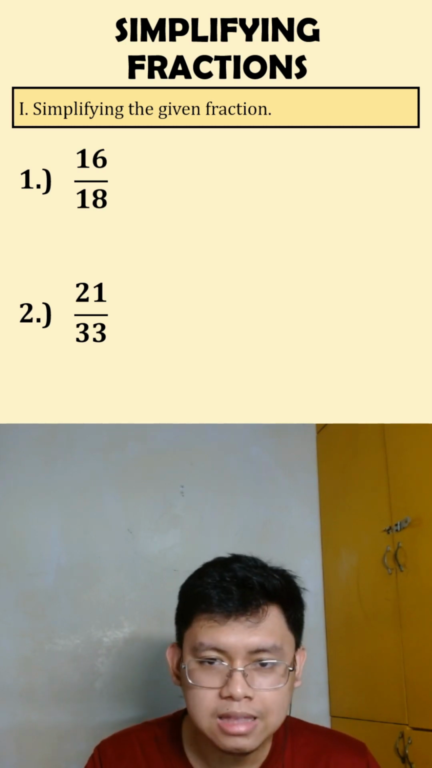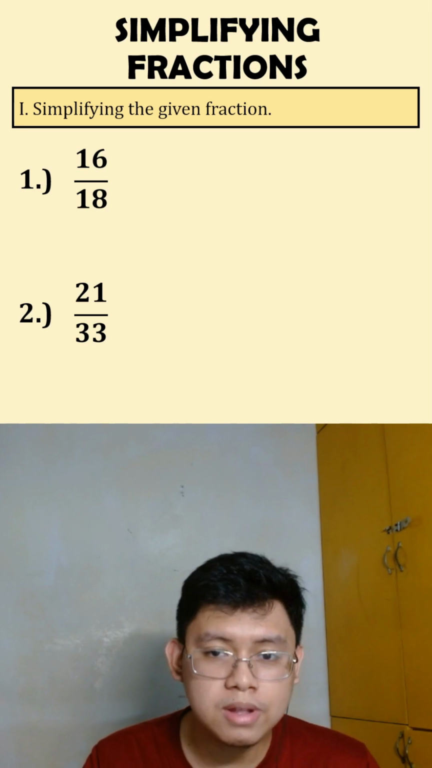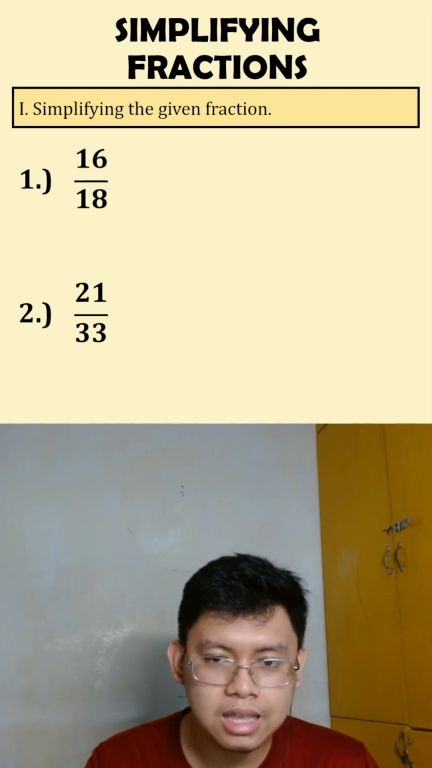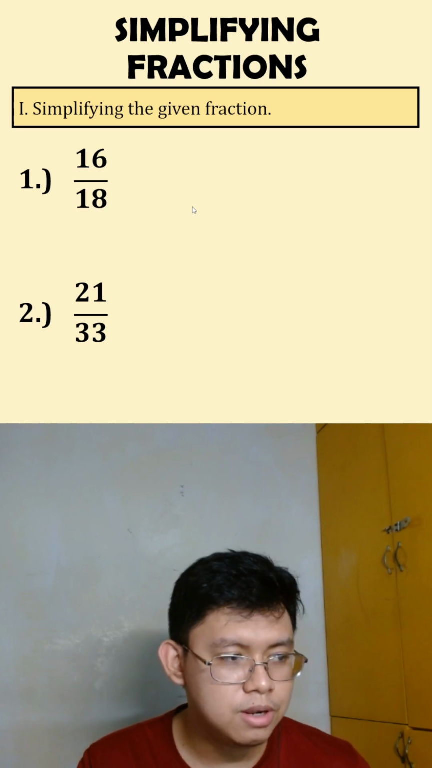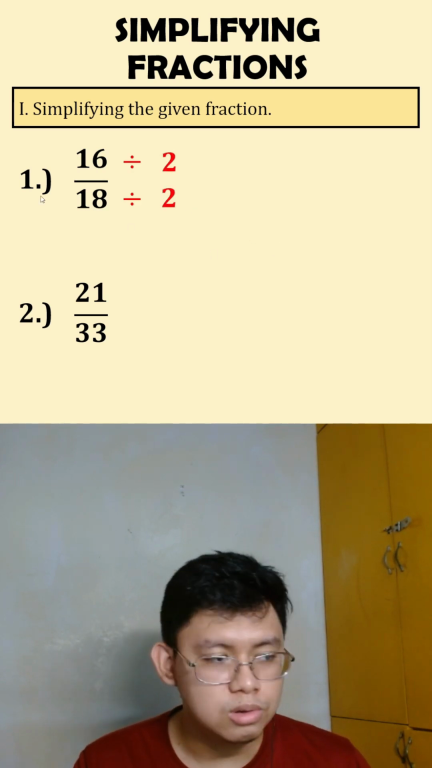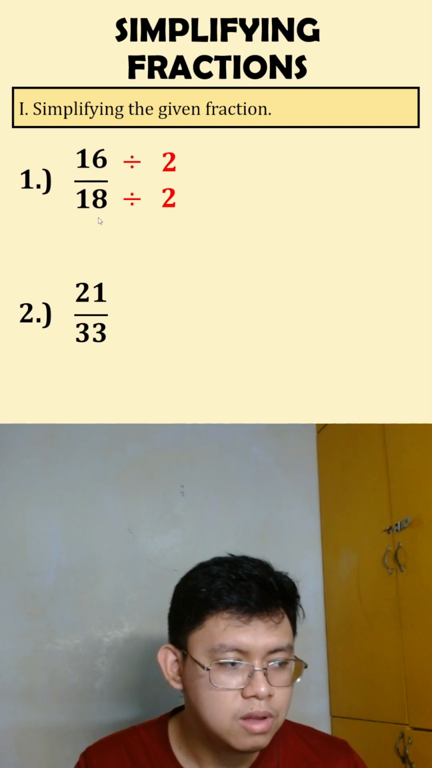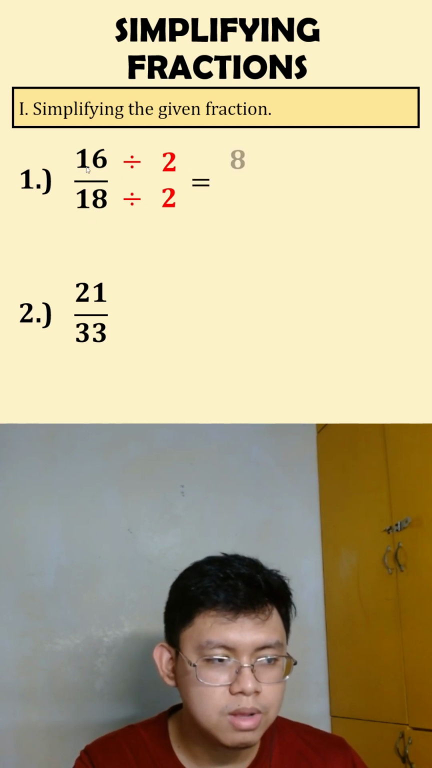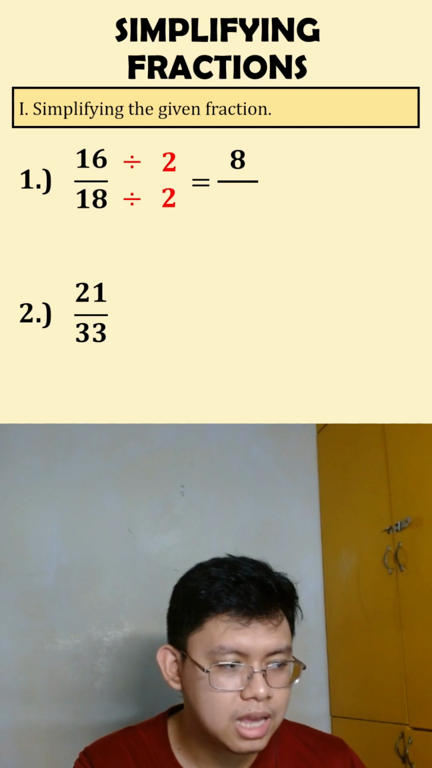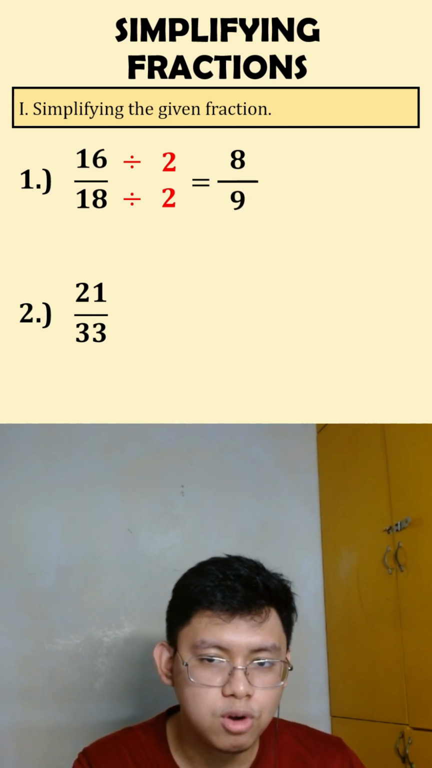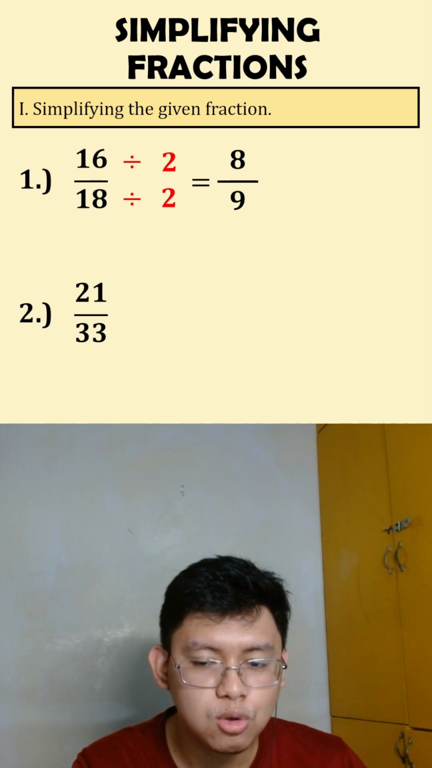16 over 18. Tignan natin yung greatest common factor nila. So, yung greatest common factor ni 16 and 18 is they are both divisible by 2. So, since divisible by 2 sila pareho, let's divide 16 by 2. 16 divided by 2 will be 8. Fraction bar. 18 divided by 2 is 9. So, our simplest form for this fraction will be 8 over 9.